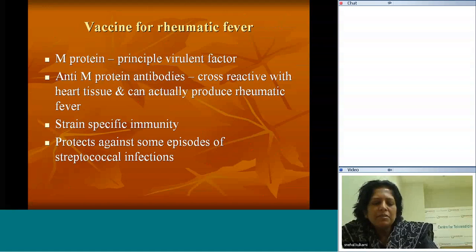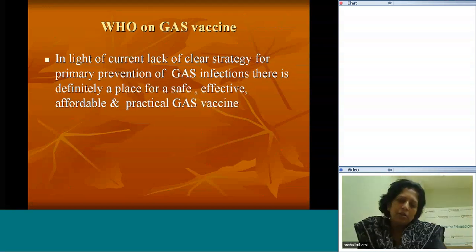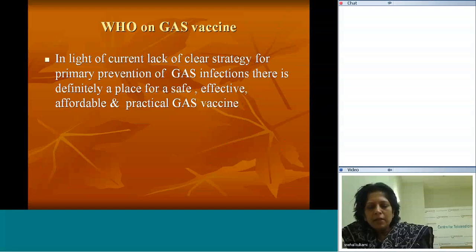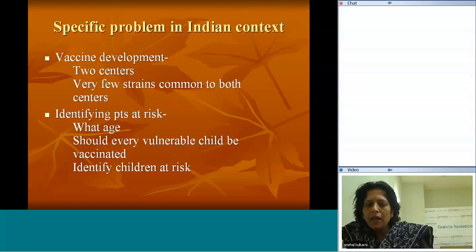So we need strain-specific immunity which protects against some episodes of streptococcal infection. WHO has recently given a statement that, in light of the current lack of a clear strategy for primary prevention of group A streptococcal infections, there is definitely a place for a safe, effective, affordable and practical group A streptococcal vaccine. Now what happens in India, because we have some attempts at starting a vaccine for rheumatic fever? We had two centers.